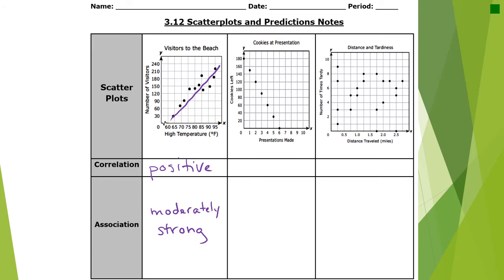Okay, the next one, I can draw a line going down. This time my correlation is negative. And the points are exactly on my line, so it's very strong. The last one, if I were trying to draw a line, I don't know whether my line starts down here or up there. There really isn't a line. So we said there's no correlation. And for the association, it's either very weak or none, because there is no line.